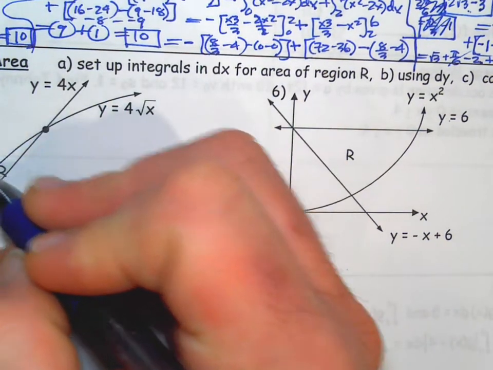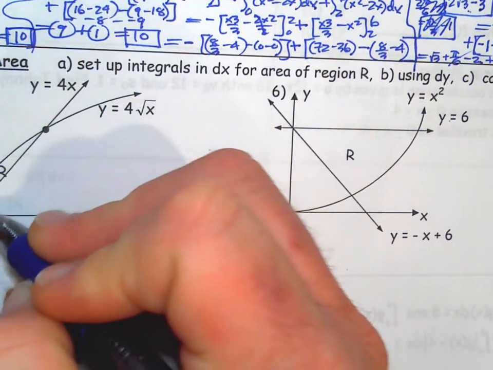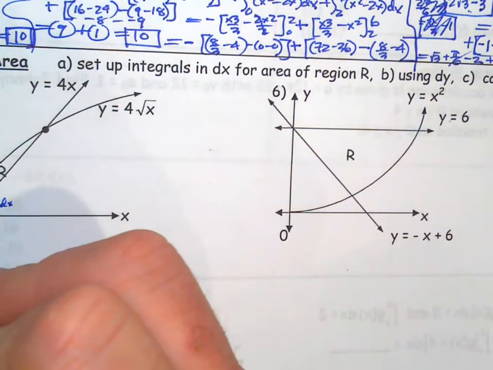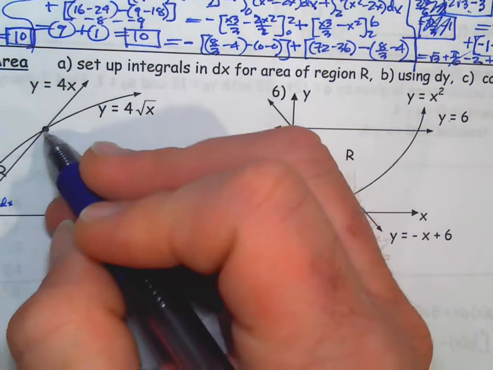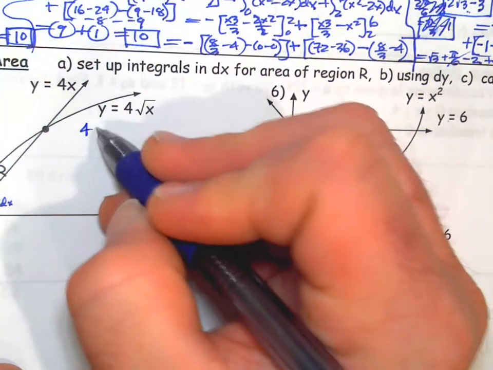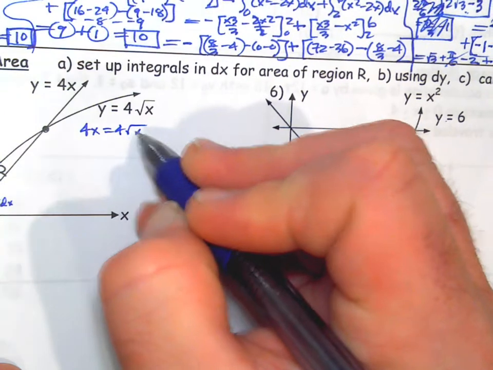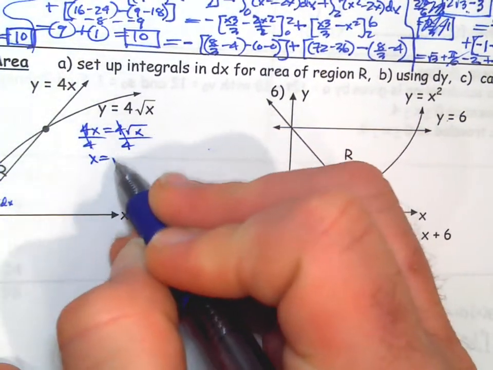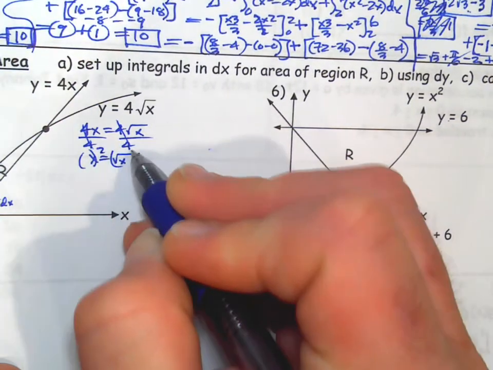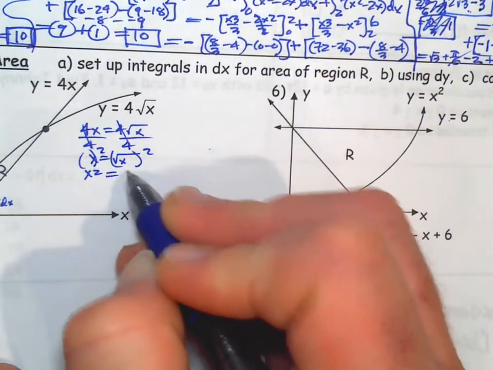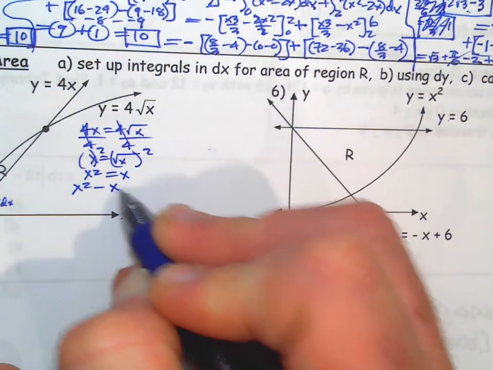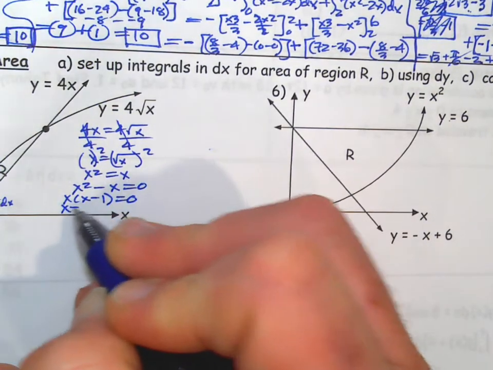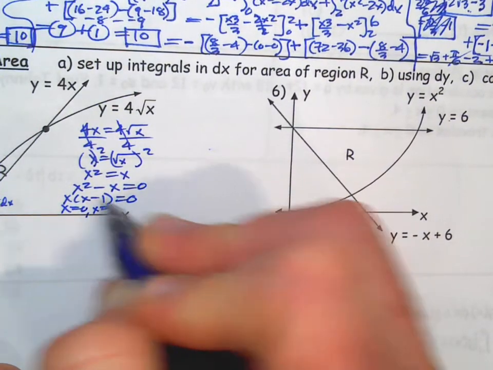And to get the dimensions of that thin rectangle, one is going to be y top minus y bottom. The other dimension is going to be dx, right? Now we also have to find the intersections, so we're going to set these equal to each other. I would divide the 4 out of both sides before making it more complicated. Square both sides. Move everything to one side, equals 0. Factor it. Okay, so those are the x values.